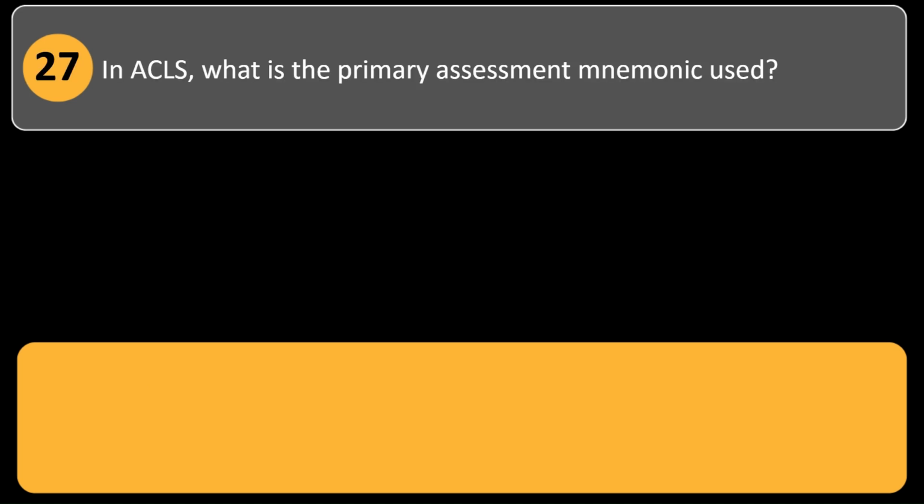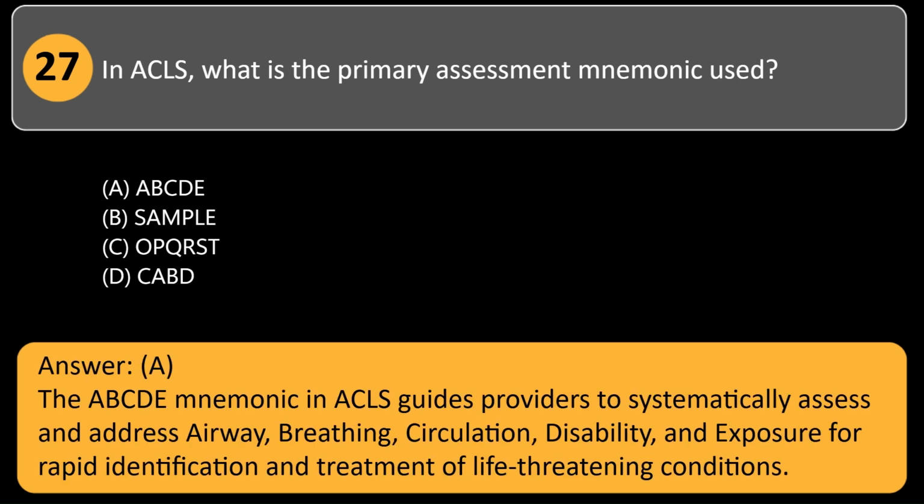In ACLS, what is the primary assessment mnemonic used? A. ABCDE. B. SAMPLE. C. OPQRST. D. CABD. Answer: A. The ABCDE mnemonic in ACLS guides providers to systematically assess and address airway, breathing, circulation, disability, and exposure for rapid identification and treatment of life-threatening conditions.